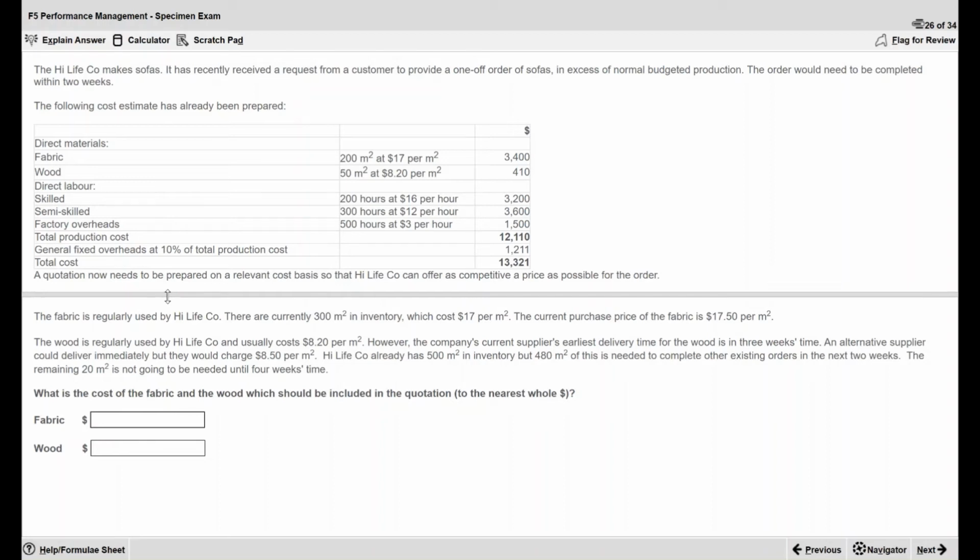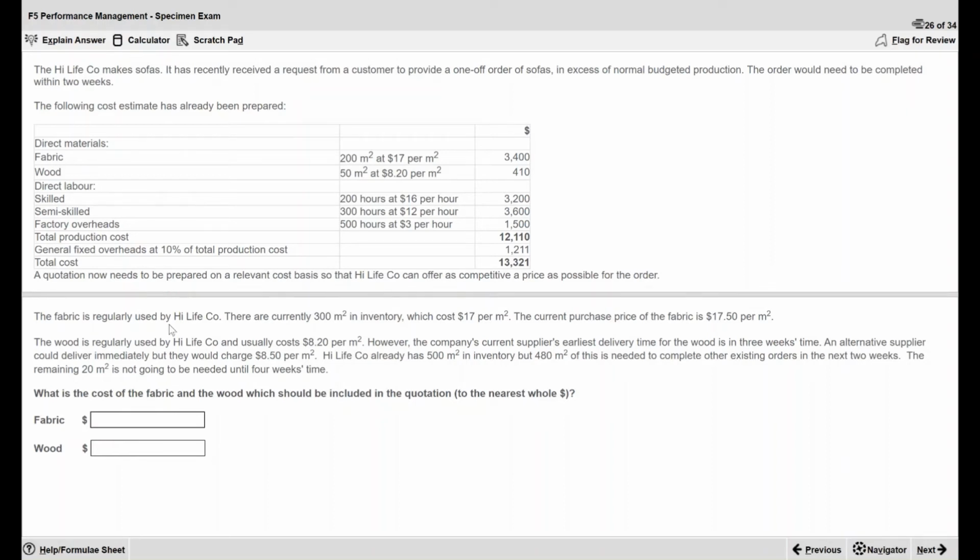High Life Co. already has 500 square meters in inventory, but 480 square meters of this is needed to complete other existing customer orders in the next 2 weeks. The remaining 20 square meters is not going to be needed until 4 weeks' time. What is the cost of fabric and wood which should be included in quotation to nearest dollar?